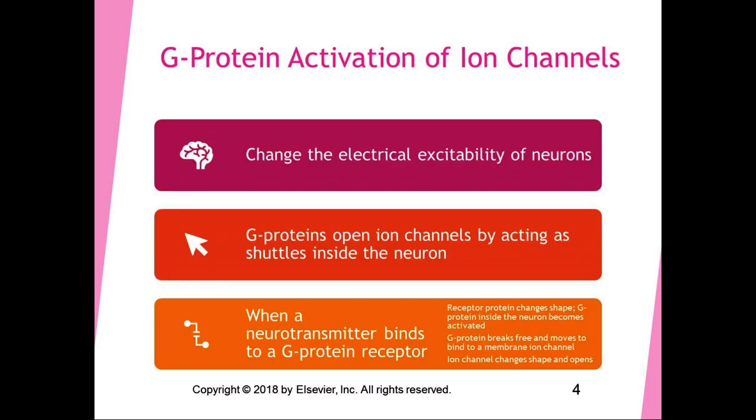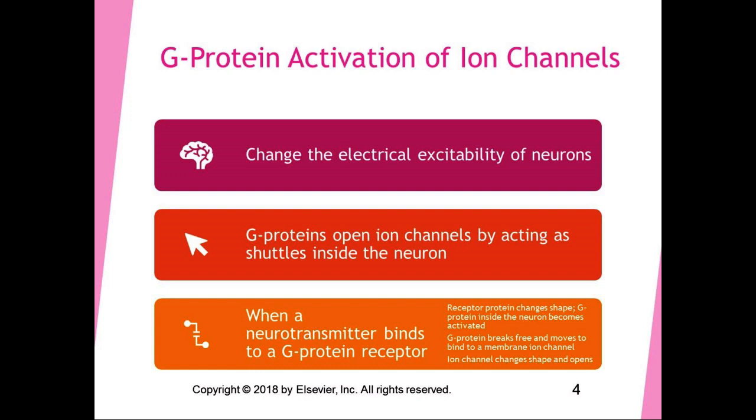G protein activation of ion channels changes the electrical excitability of neurons. There's a ton of information on G protein systems in the book, and I am not going to ask you a lot of things about G proteins, but just know that they have a wider spread effect than a single ion channel. When a neurotransmitter binds to a G protein receptor, the receptor protein changes shape and the G protein inside the neuron becomes activated. It breaks free and it moves around and does stuff in the cell.